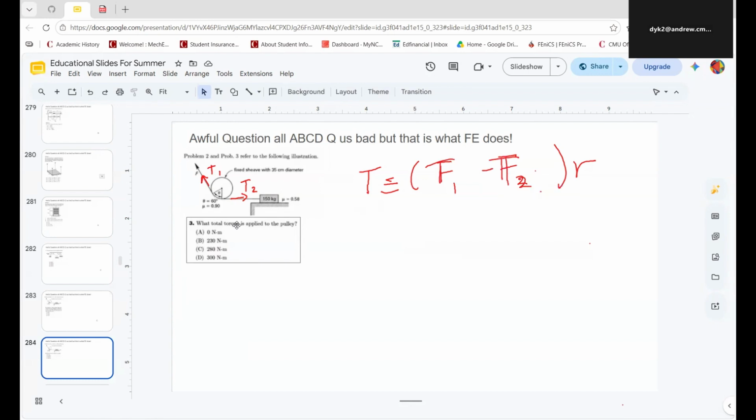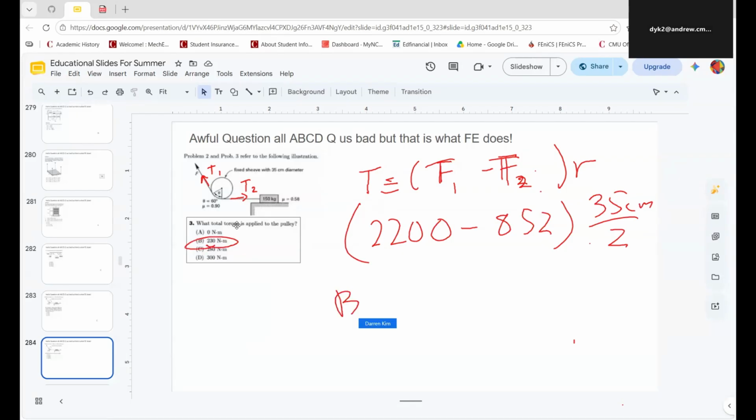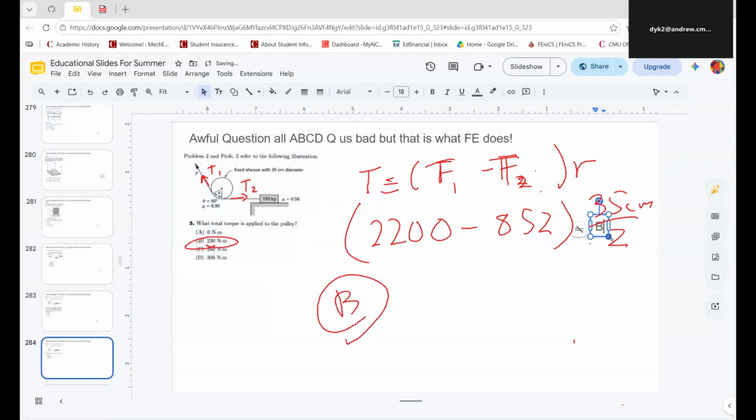So in that case, T1 was about 2200, minus T2, which was 852 in the calculator. And then it is multiplied by D divided by 2, which is 35 centimeters divided by 2. So it is 2200 minus 852, multiplied by 35 divided by 2, which is, I think, B. It has to be B. I'm getting B as my answer, and I hope that's correct.